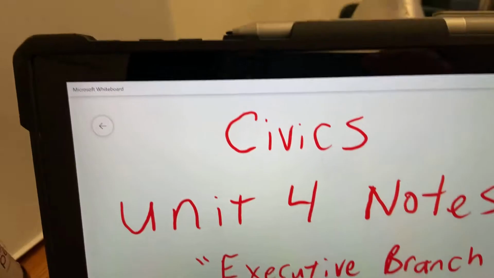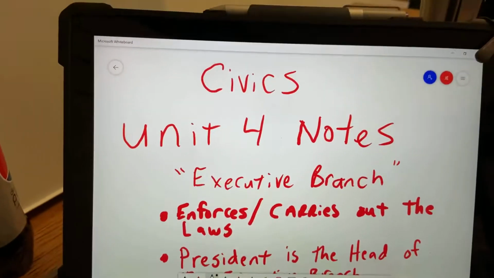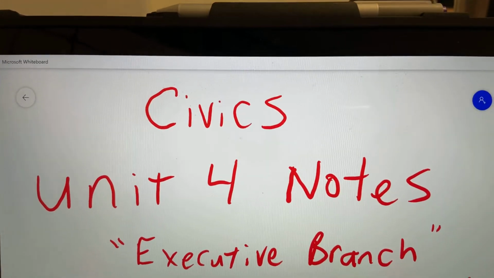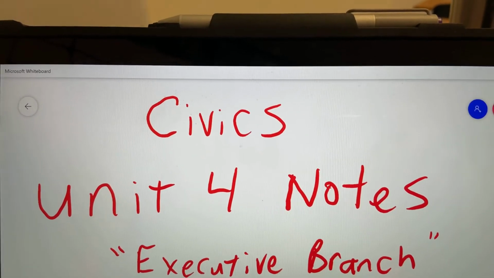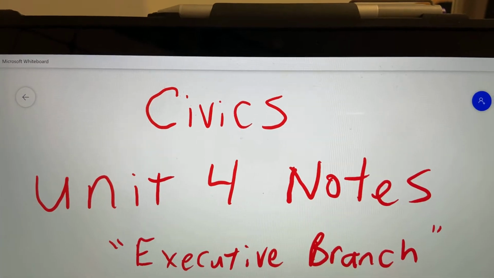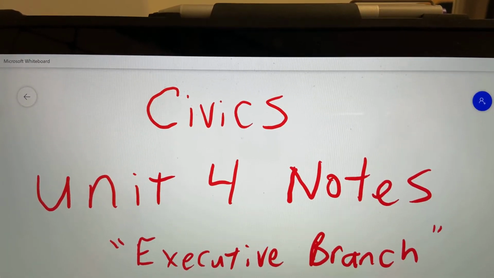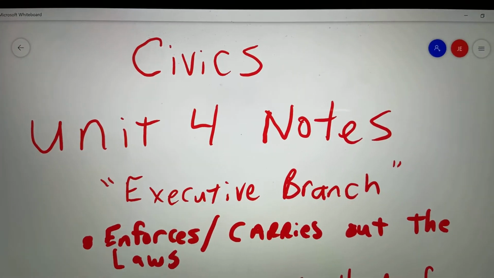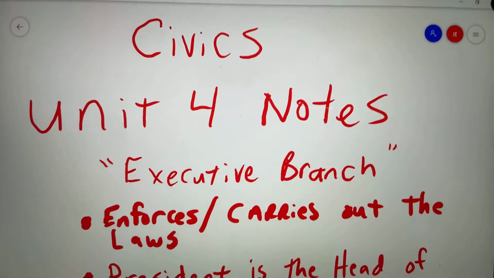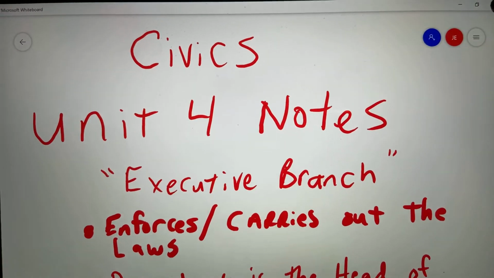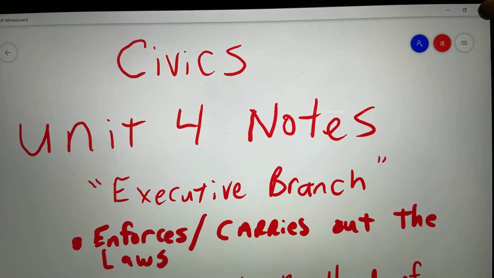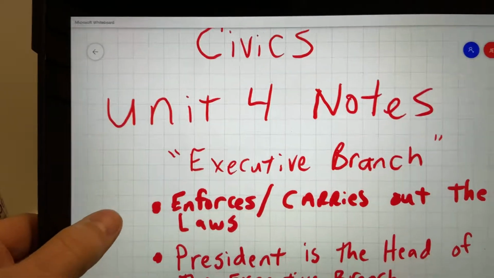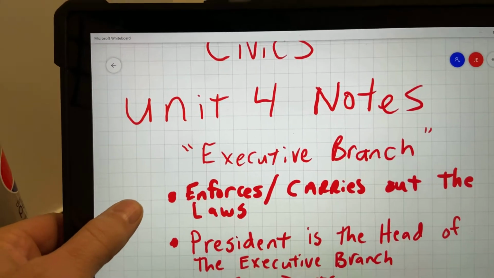This is Civics, Unit 4 notes, the executive branch. Now, Jessica Koch, I want you to think for a minute and tell me, what does the executive branch do? We've learned this already. That's right. It's the president's job of the United States to enforce or carry out the laws made by Congress and the legislative branch.